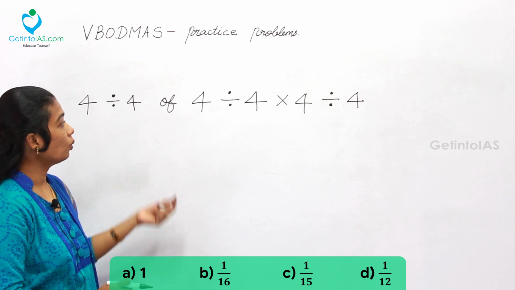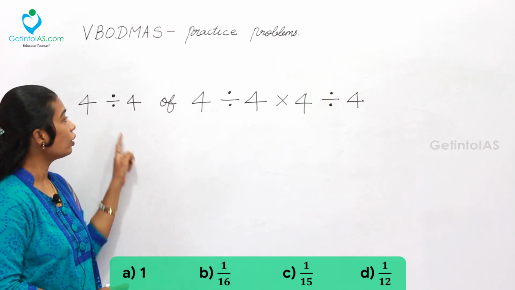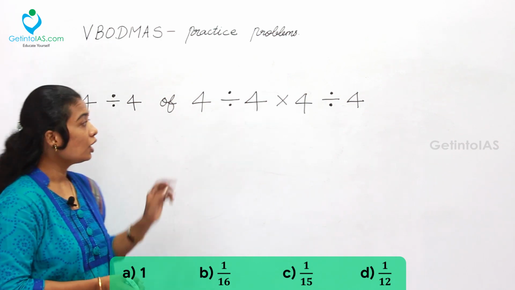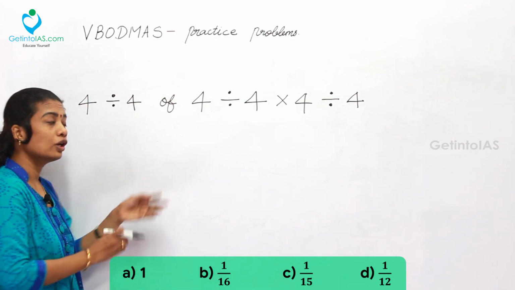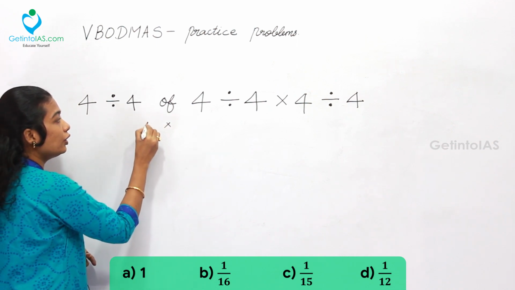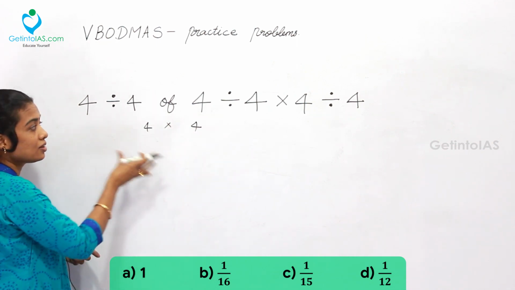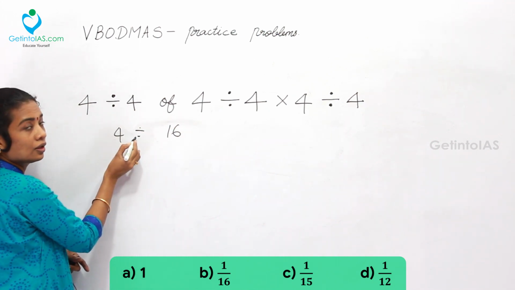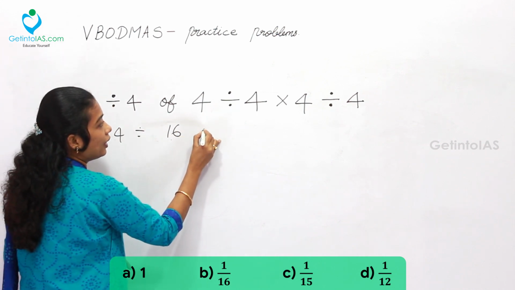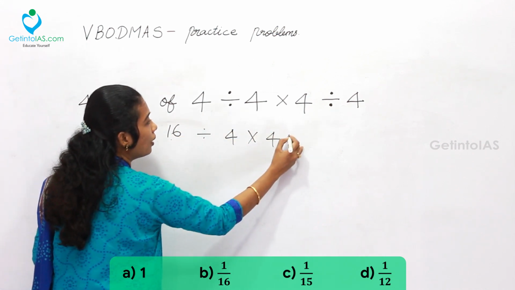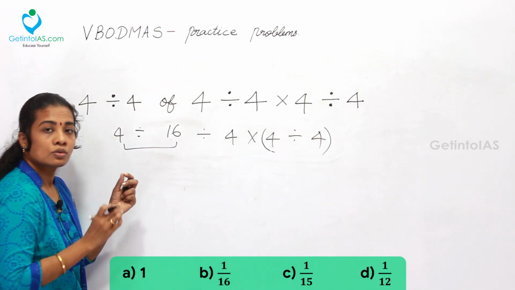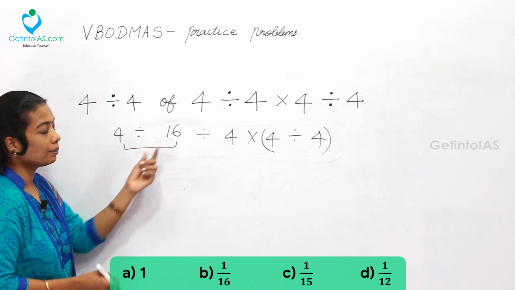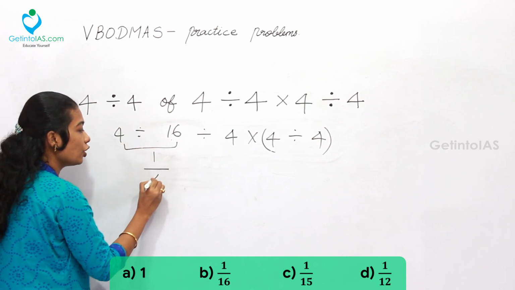The next question, what is the final result of this? So, first of all, you want to check: of, division, multiplication and division are given. First of all, the preference is to be given to 'of'. So, we can take 4 into 4, which is going to be 16. So, let me rewrite: 4 divided by 16, then divided by 4 into 4 divided by 4. So, at last you want to do this division part first, that is 4 divided by 16. You can make it 1 by 4.